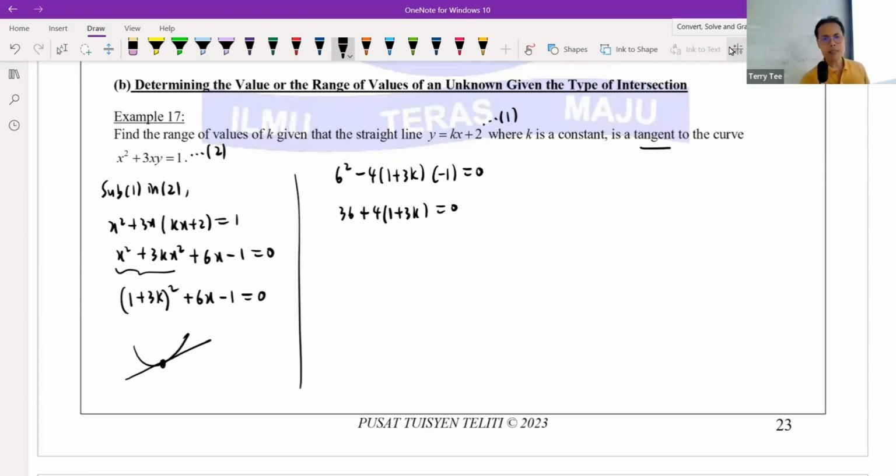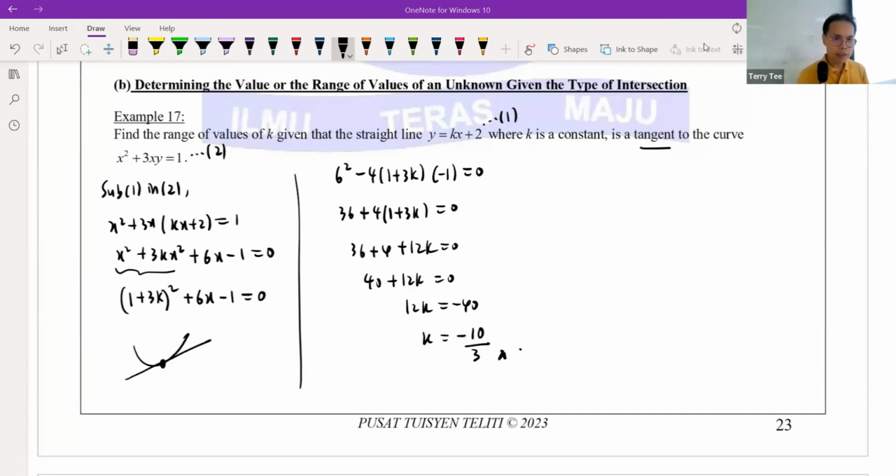Do you want to multiply inside or divide? Okay, I divide by 4. Okay, I think I times in. It's the same. 36 plus 4 plus 12k equals 0. This is 40 plus 12k equals 0. 12k is negative 40. k is what? Divide by 4. You get 10. Divide by 4. You get 3k is negative 10 over 3.